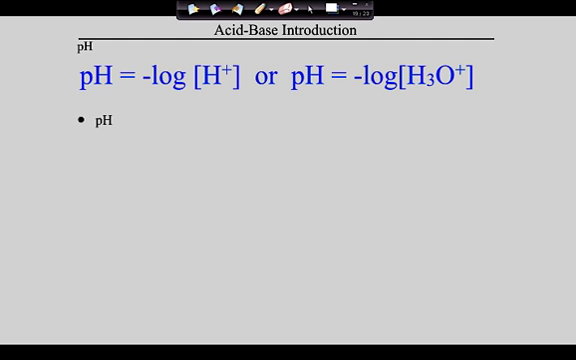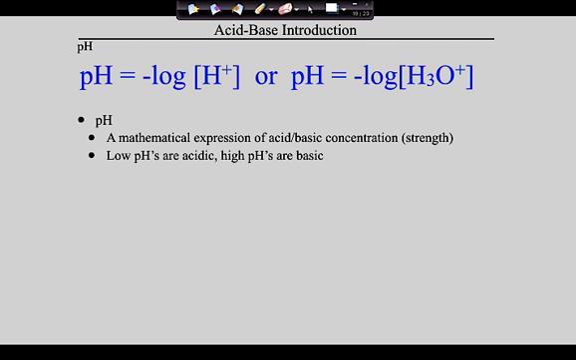So guys, what then is pH? pH is just an expression that gives us the strength of an acid or base. Remember, low pHs are acidic, high pHs are basic, right? And this will then let us study water-based solutions. So let me show you what I'm talking about.